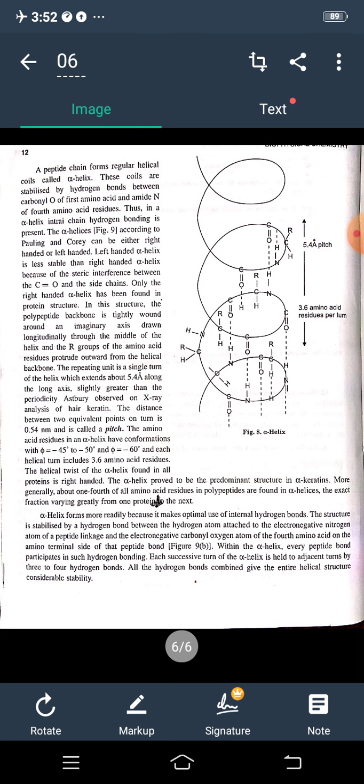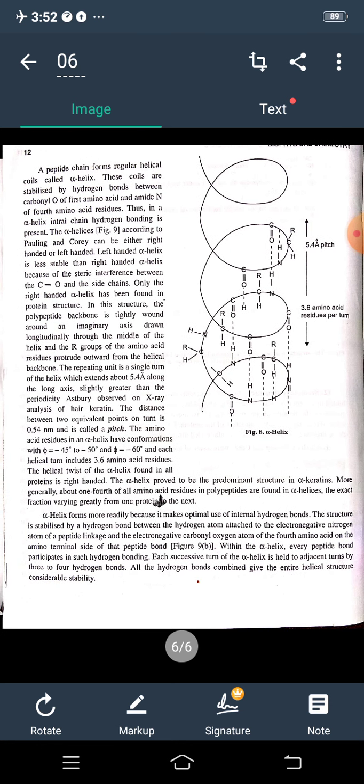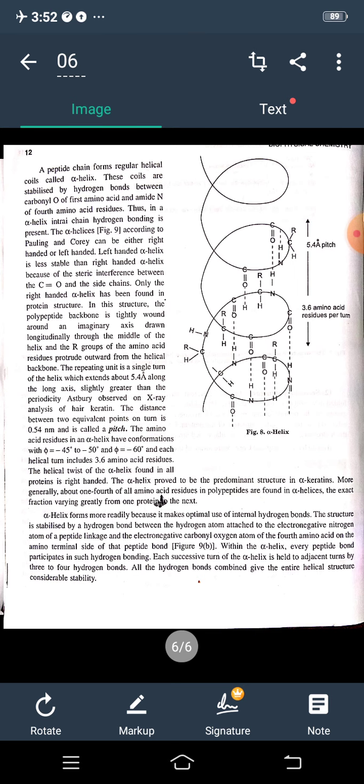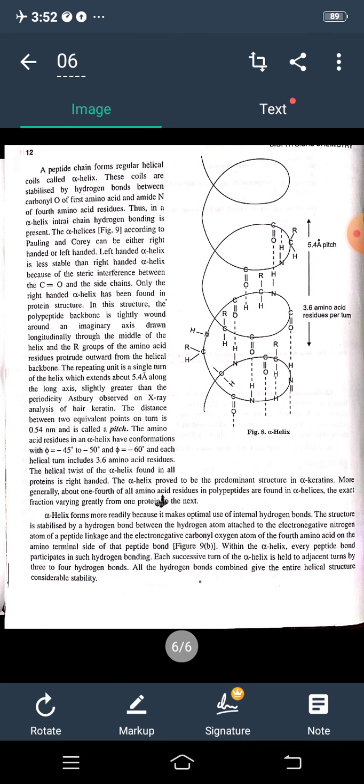So, the alpha helix forms readily because it makes optimal use of internal hydrogen bonds. The structure is stabilized by a hydrogen bond between the hydrogen atom attached to the electronegative nitrogen atom of a peptide linkage and the electronegative carbonyl oxygen atom of the fourth amino acid on the amino terminal side of the peptide bond.